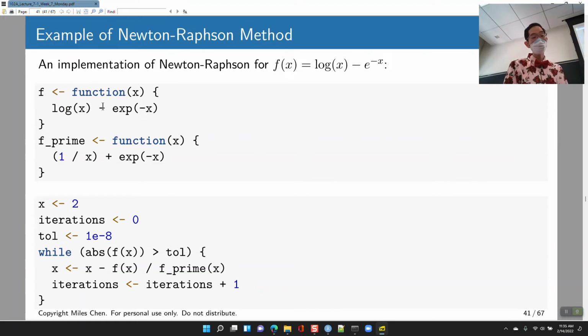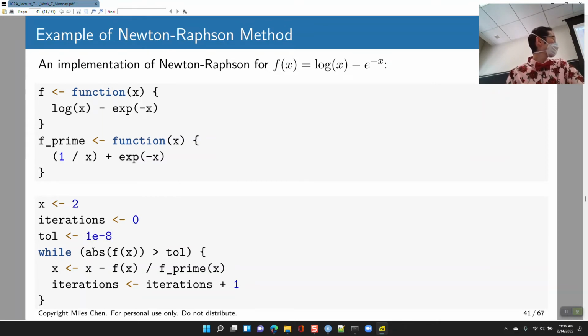Coding this up is pretty straightforward. f of x is log of x minus e to the negative x. Then I have a function f prime, which is 1 over x plus e to the negative x. I'm going to take f and f prime and use them to figure out my next iteration. I'm going to arbitrarily start at x equal to 2. I start off with 0 iterations. My tolerance, I'm going to say 10 to the negative 8.